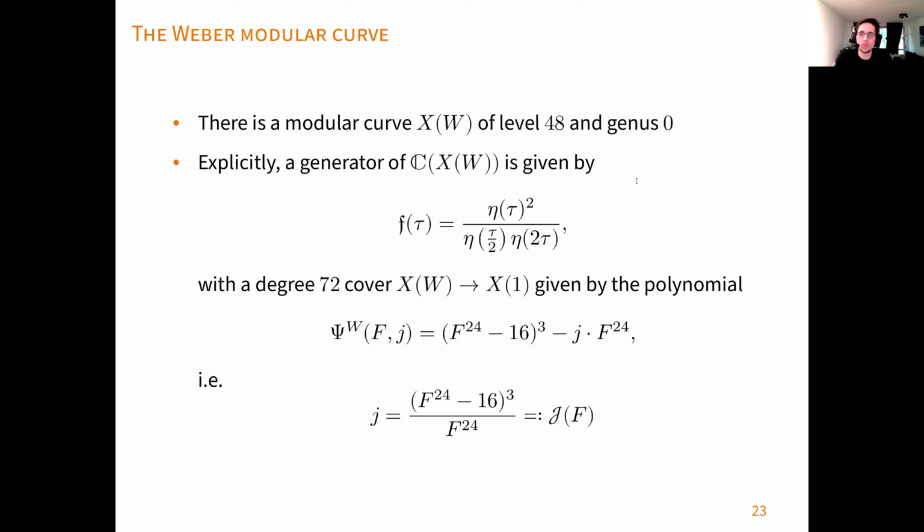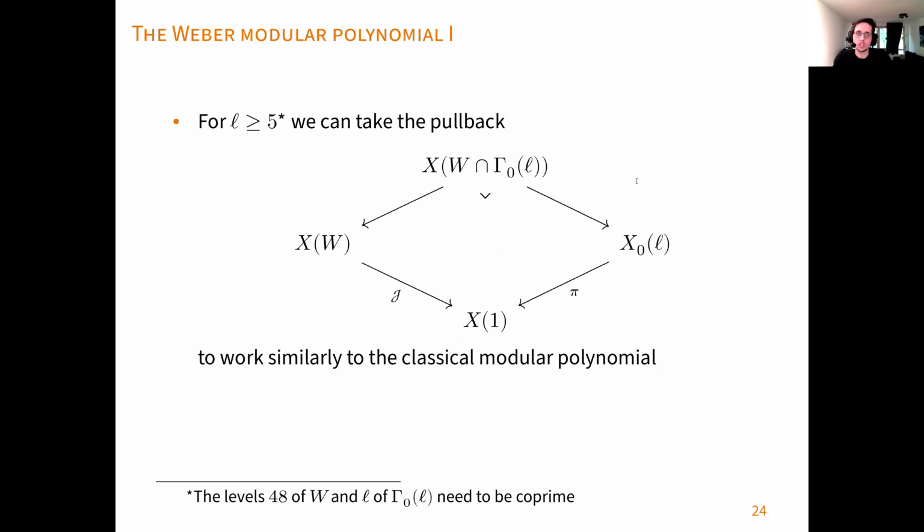How can we now use this for l-isogenies? Well, the idea is that as long as we start with L at least 5, we can just take the pullback of these two curves alongside these maps to X1 to essentially work with them the same way we work with the classical modular polynomial. So what this means is that the function field of this intersection of W and Gamma 0 L is just given by the Weber function f in tau and in L tau.